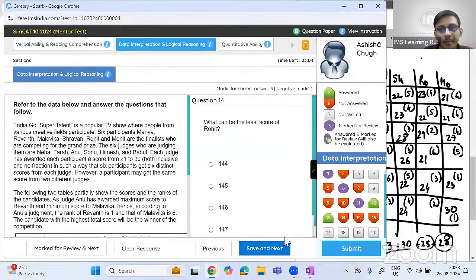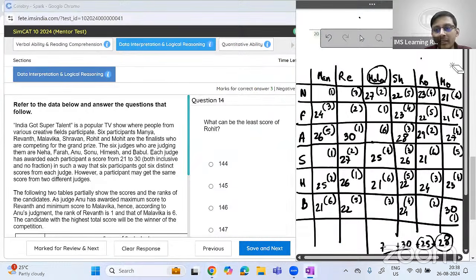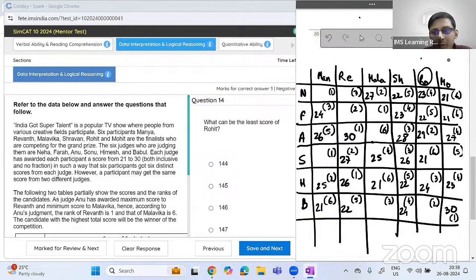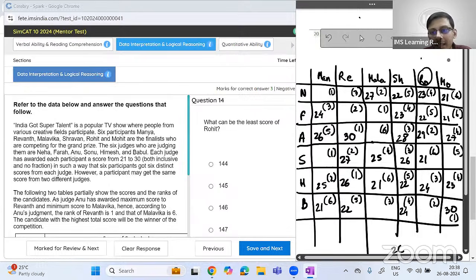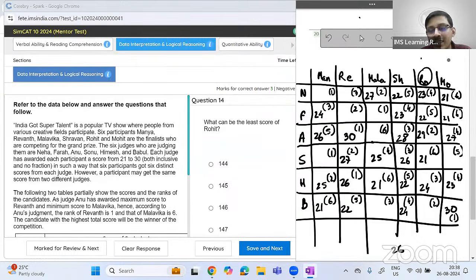I have that. Okay. What can be the least score of Rohit? Let's check. So if you look at least score of Rohit here, we just have to minimize this. Second and third, we don't know. They have to be better than fourth. Fourth is 24. Third can therefore be 25 and second minimum will be 26. Rest of the values, if I add 23, 22, 45 plus 29, 74, 21, 95 plus 24, 119 plus 26. So that will be 145.